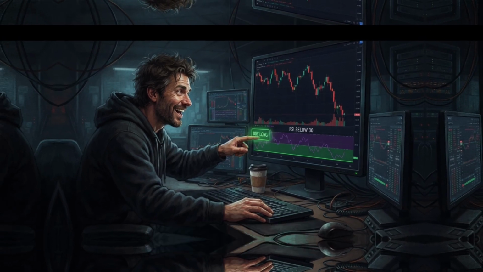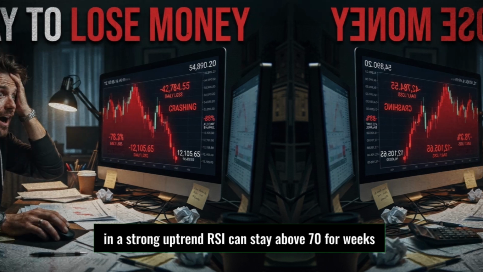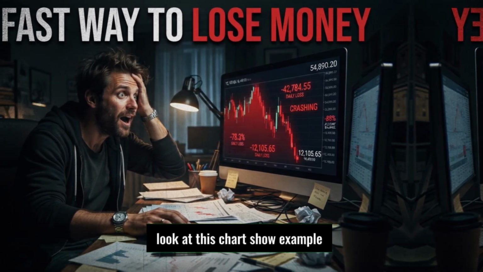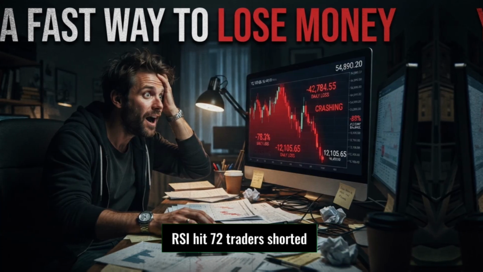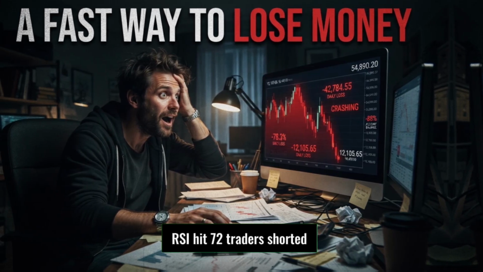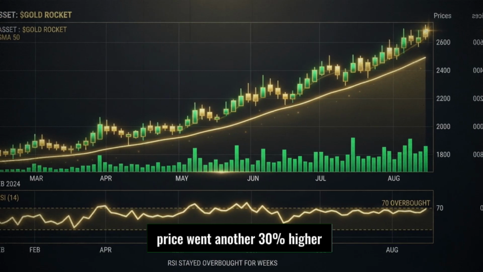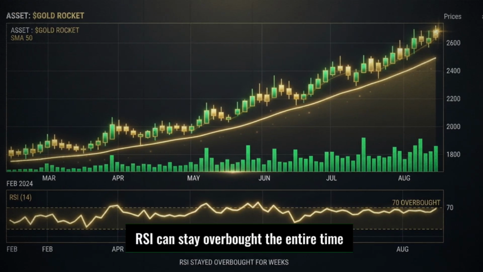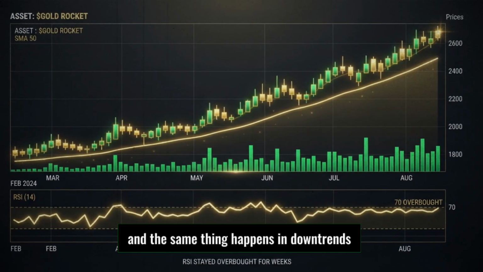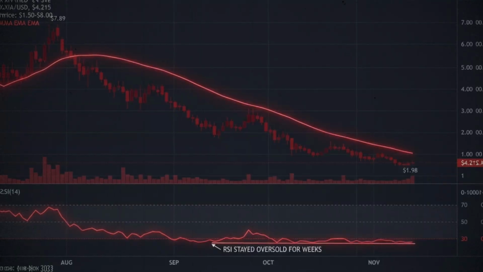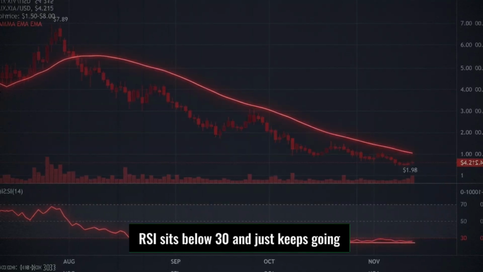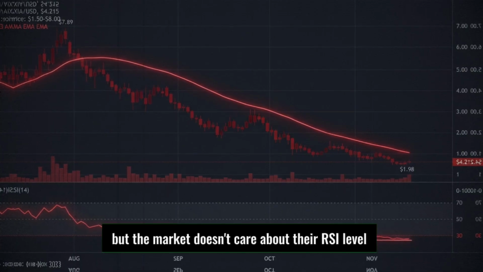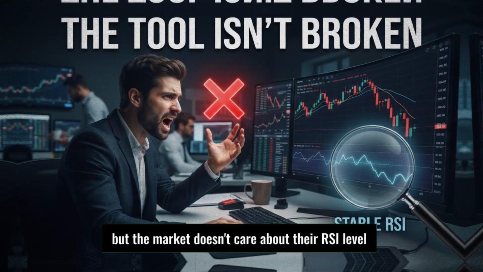Here's why. In a strong uptrend, RSI can stay above 70 for weeks. Look at this chart. RSI hit 72. Traders shorted. Price went another 30% higher. RSI can stay overbought the entire time. The same thing happens in downtrends. RSI sits below 30 and just keeps going. Traders call it a bottom, but the market doesn't care about their RSI level.